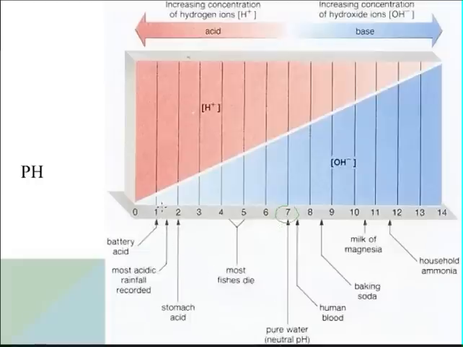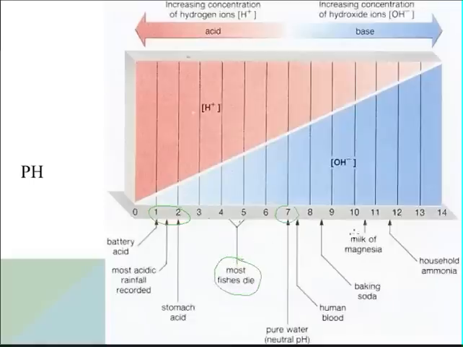Some acidic things: battery acid, the most acidic rainfall ever recorded, stomach acid. These are all highly acidic. So the lower the number, the more acidic. Between 4 and 5, this is the range at which most fish will die.